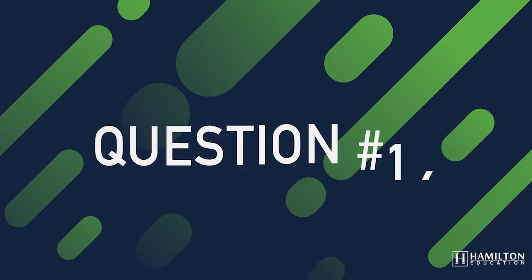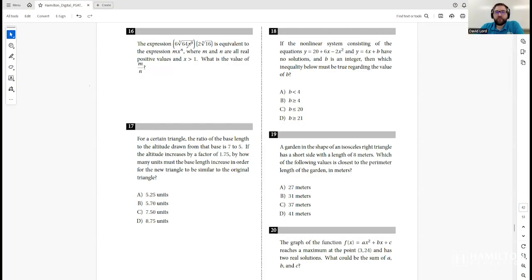Question 16. The expression 6 cube root of 64 x to the 9th times 2 fourth root of 16 is equivalent to the expression of m x^n, where m and n are real positive values and x must be greater than 1. What is the value of m over n? So that's our question, so we're going to keep that in mind as we solve the problem.